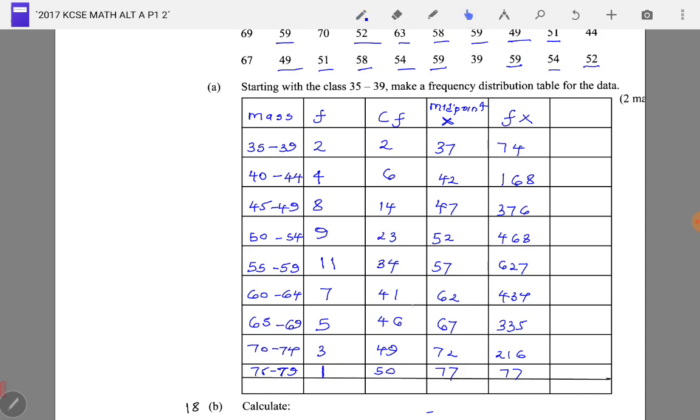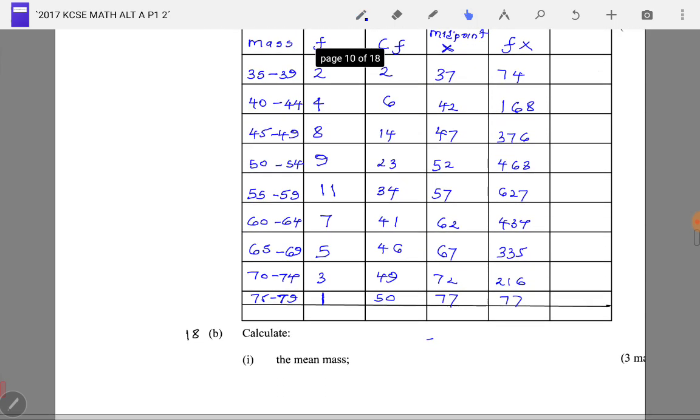Then from this table, the sum of f is called sigma f. So in the column of f, we add all the values and call it sigma f. That means we add 2 plus 4 plus 9 plus 8 plus 11 plus 7 plus 5 plus 3 plus 1, which gives a total of 50. So the sum of frequency is equal to 50.